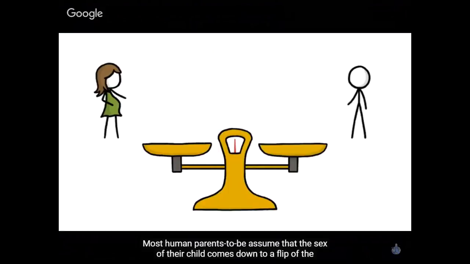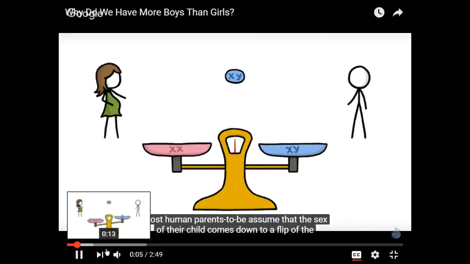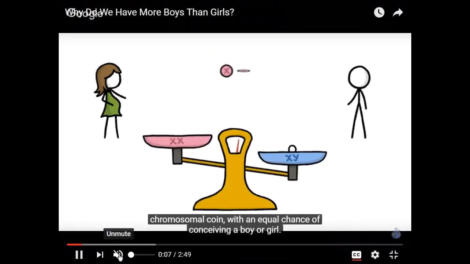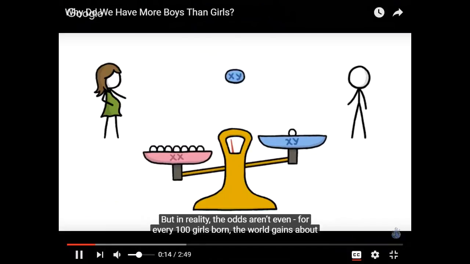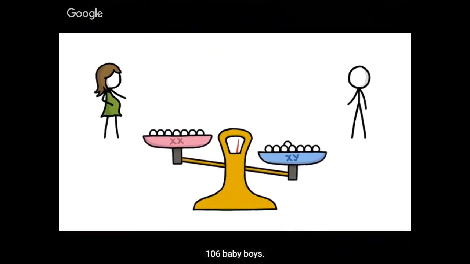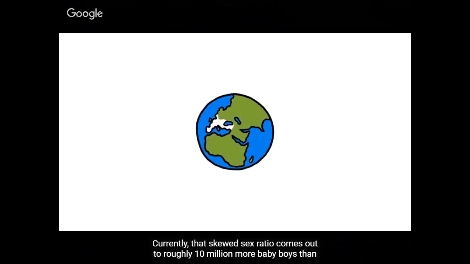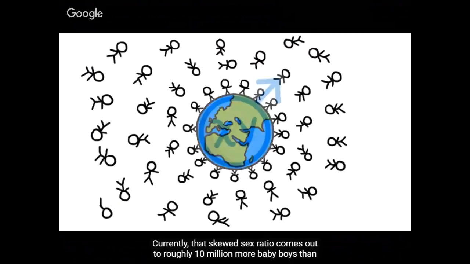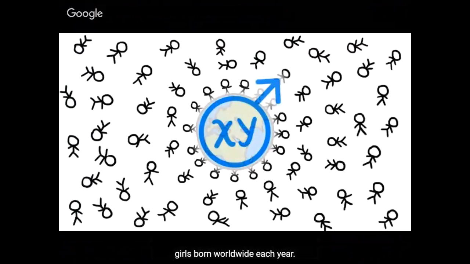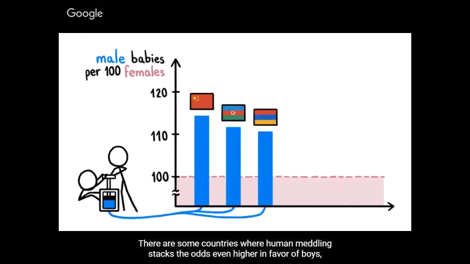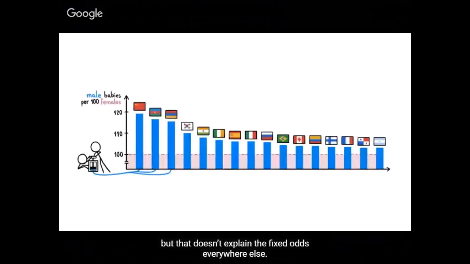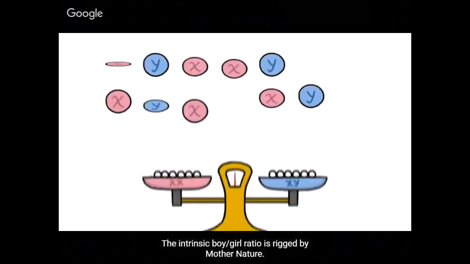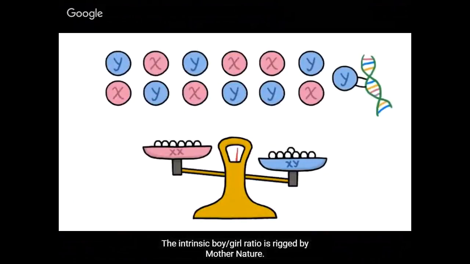Most parents-to-be assume that the sex of their child comes down to a flip of the chromosomal coin, a boy or a girl. But in reality, the odds aren't even. For every 100 girls born, the world gains about 106 baby boys. Currently, that skewed sex ratio comes out to roughly 10 million more baby boys than girls born worldwide each year. There are some countries where human meddling stacks the odds even higher in favor of boys, but that doesn't explain the fixed odds everywhere else. The intrinsic boy-girl ratio is rigged by Mother Nature.